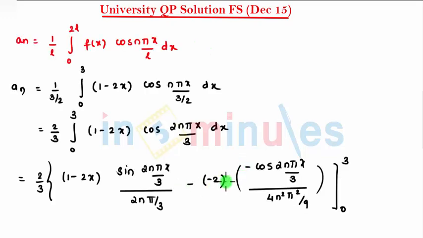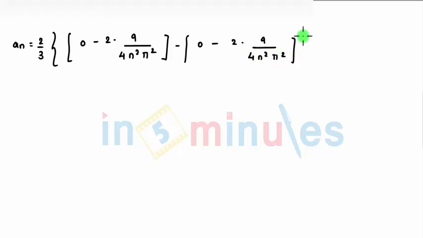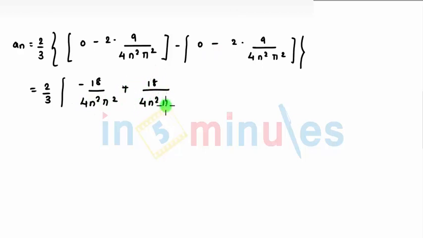Then there are 3 minus signs, so 1 minus is remaining. So 2 into 9 over 4n square pi square, because cos 0 is 1. So the same 2 into 9 over 4n square pi square. So we can write 2 by 3. This comes to be minus 18 divided by 4n square pi square. This comes to be plus 18 divided by 4n square pi square. So I got an as 0. This gets cancelled and we can write an as 0.